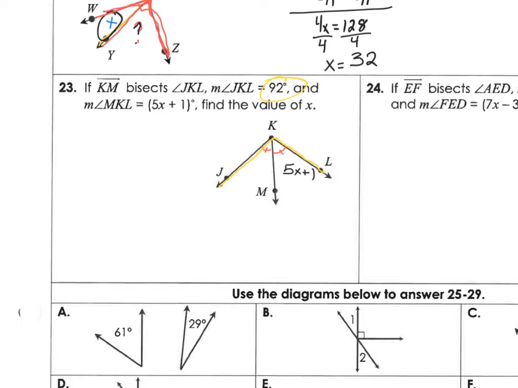Okay, so one of them is going to be, so 92. Half of 92 is what? So half of 92 is what? Okay, so we have 5x plus 1 equals 46. How would we solve for x?